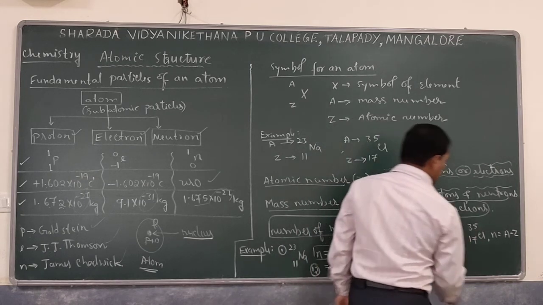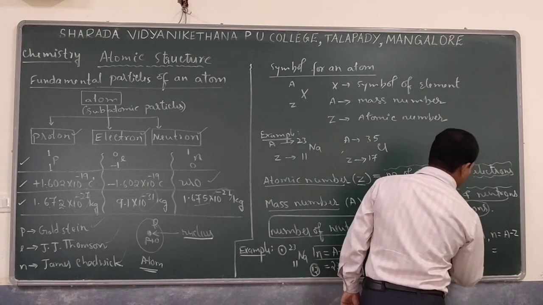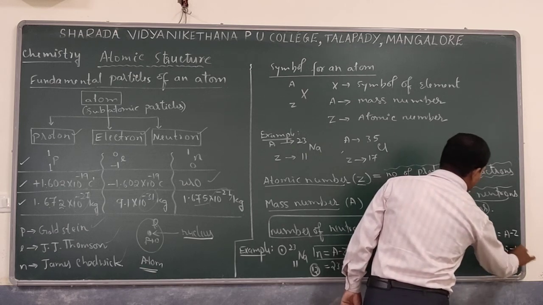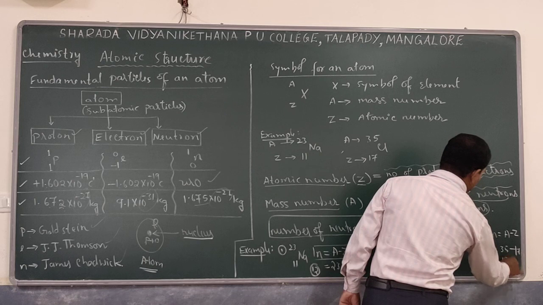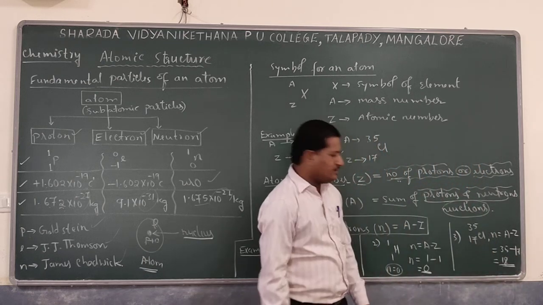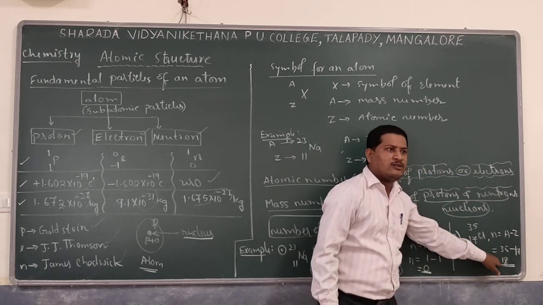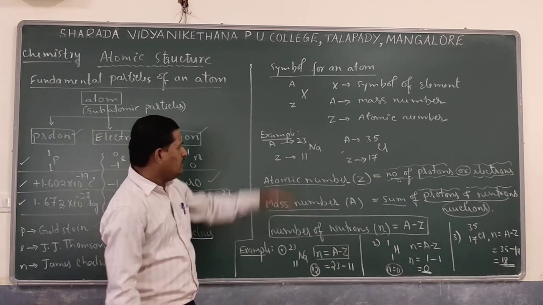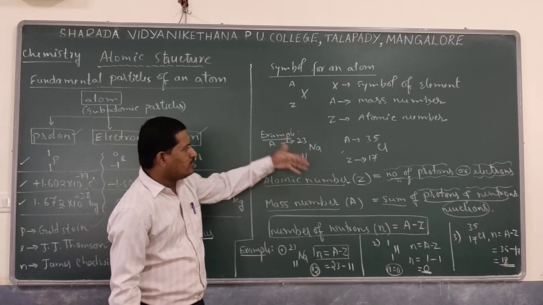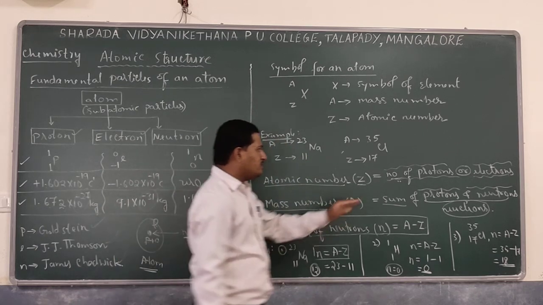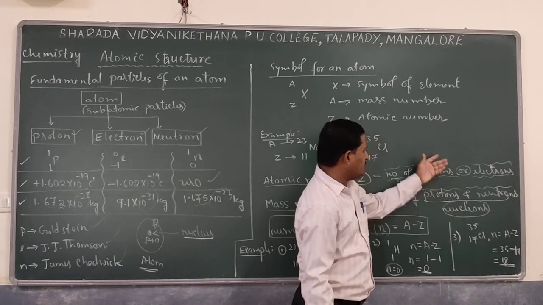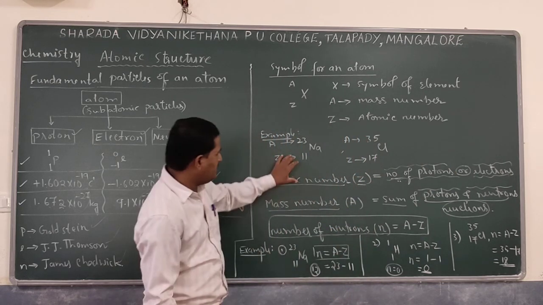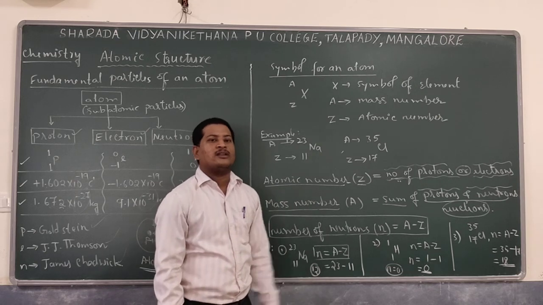Similarly for chlorine, the A value is going to be 35, and the Z value is going to be 17. So 35 minus 17 is 18. So the number of neutrons present in chlorine is going to be 18. Like that, the number of neutrons can be calculated. So atomic number tells about the number of protons or electrons, mass number tells about the sum of protons and neutrons, and if you subtract these two, we get the total number of neutrons present. So this is a very important sequence you have to remember.